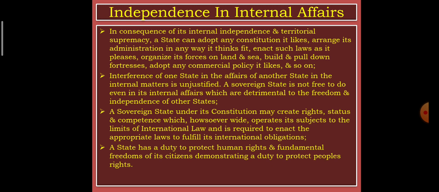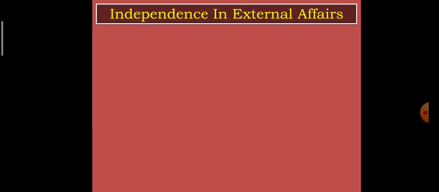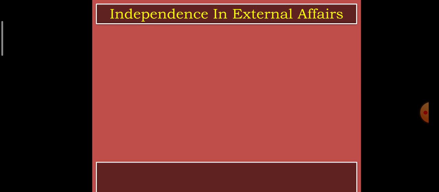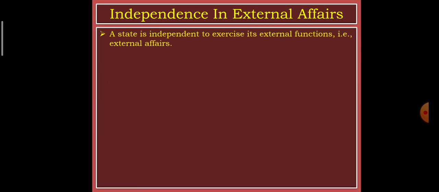A state has a duty to protect the human rights and fundamental freedoms of its citizens, demonstrating a duty to protect people's rights. So, let's understand the independence of a state in terms of external affairs. A state is independent to exercise its external functions, that is, external affairs.